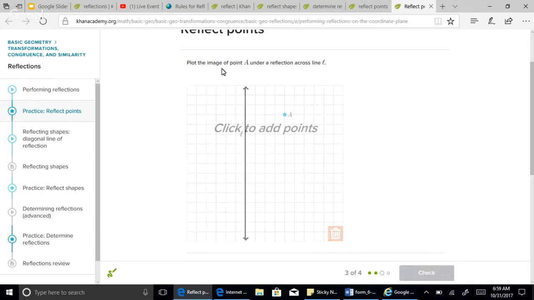Plot the image of A under reflection across line L. Don't get caught up with it. They're calling this line L. It's really just like a y-axis. So this is 1, 2, 3, 4 units away. On the right, it's going to be 1, 2, 3, 4 units away on the left, and that's what a reflection is like.